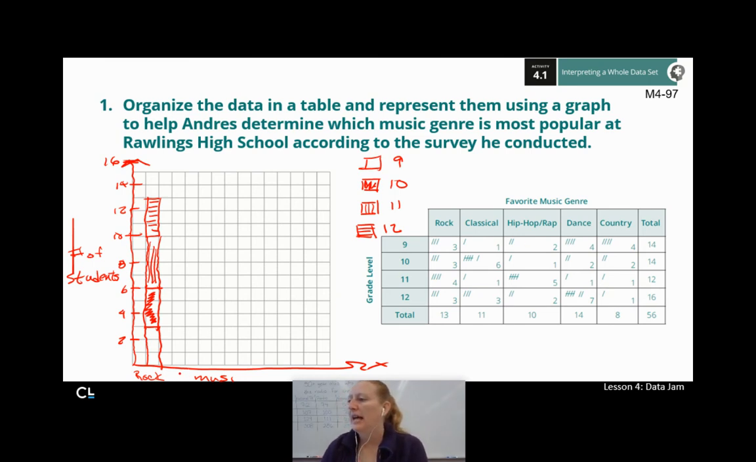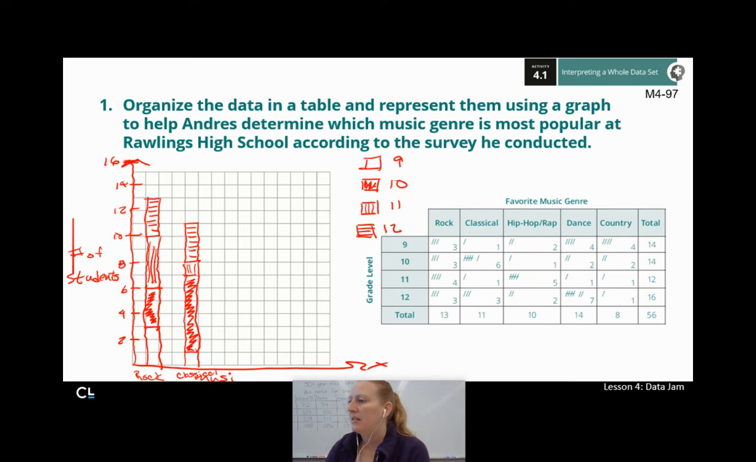Next up, I've got classical. So my classical, let's see, I've got 1 9th grader. I've got 6 10th graders: 1, 2, 3, 4, 5, 6. That's my colored in one. I have 1 11th grader with my vertical stripies, and I've got 3 12th graders with my horizontal stripies.